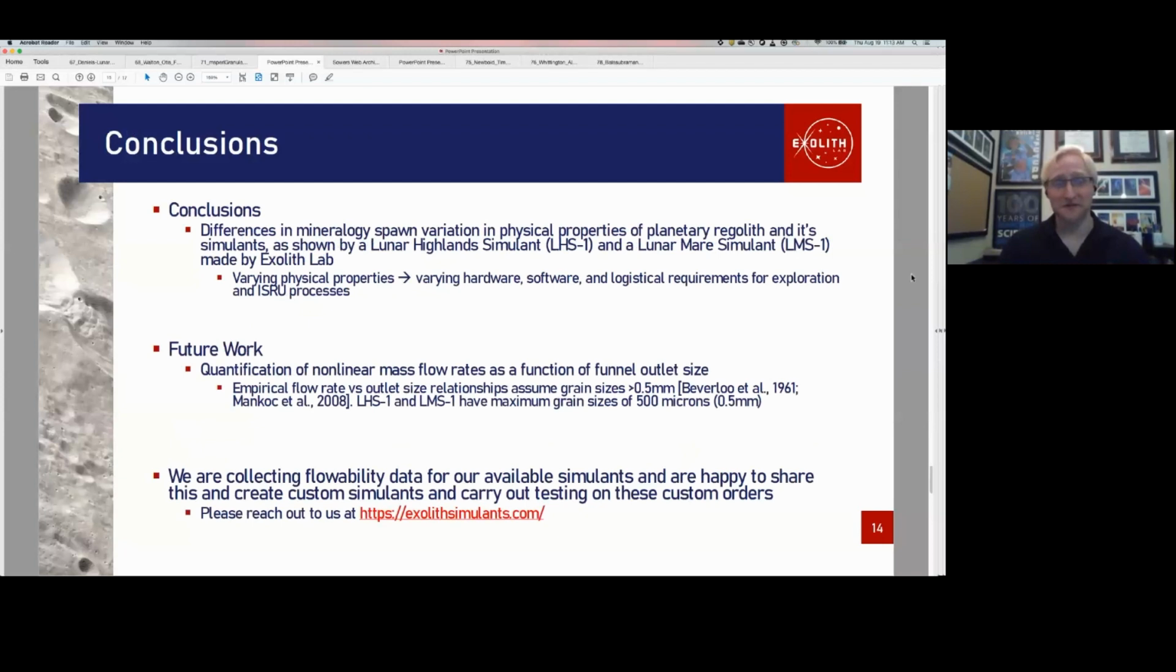So, from this, we conclude that differences in mineralogy lead to variation in the mass flow rates of lunar regolith simulants, LHS1 and LMS1. Variation in this ISRU-relevant characterization of regolith rheology, try saying that 5 times fast, needs to be accounted for in all aspects of ISRU system designs that are going to incorporate regolith transport and storage. Our next steps are examination of mass flow rates as a function of funnel outlet diameter, all at once, pending investigation of grain size assumptions for these empirical models.